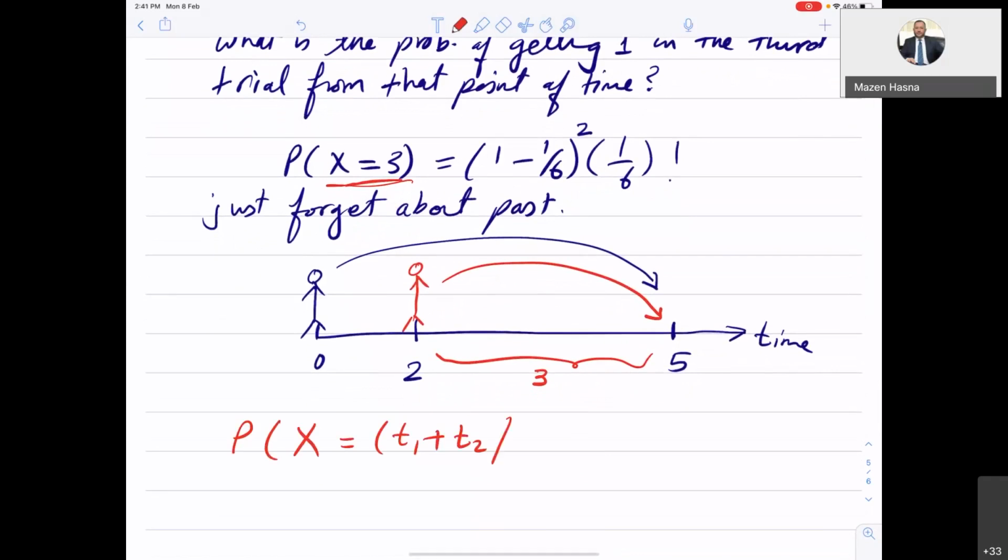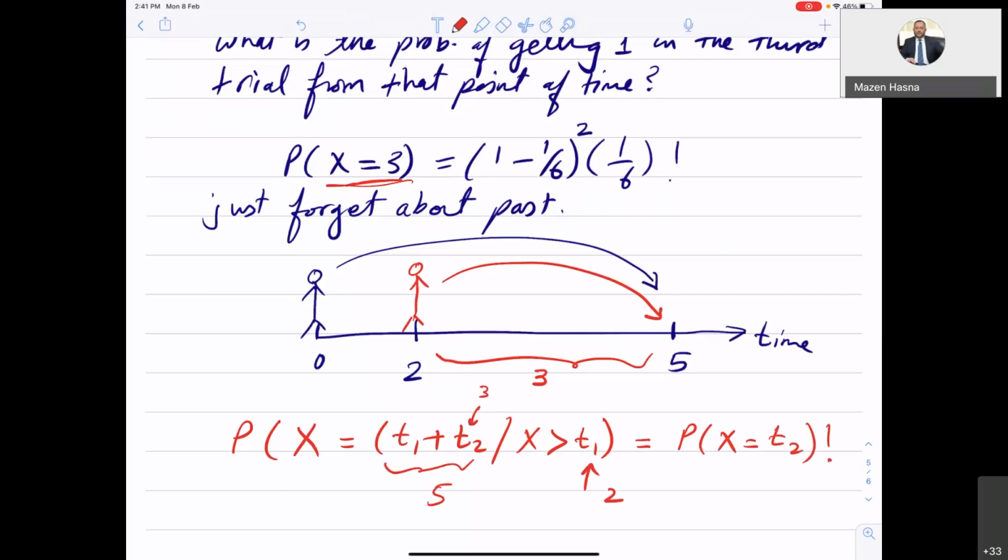given that x is greater than t1, this is simply probability of x equals t2. So in the above example, t1 is 2, t1 plus t2 is 5, so t2 is 3.